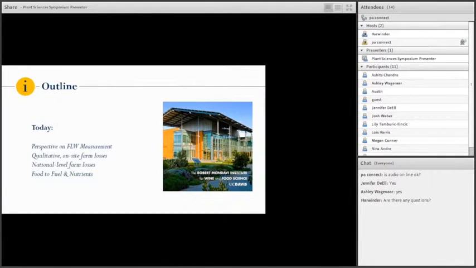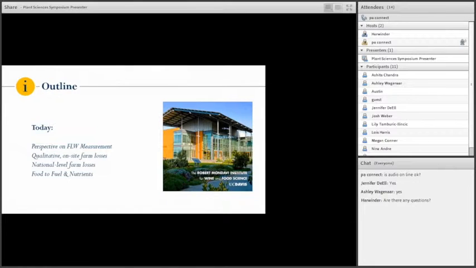The objective of my talk is to talk a little bit about food loss and waste measurements, talk about qualitative on-site farm loss research that we've done, another effort where we looked at national level farm losses for the United States, and then finally, if we have time, talk about the Food to Fuel and Nutrients project that we have.